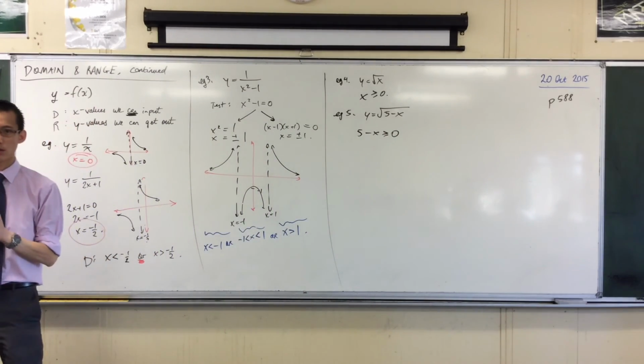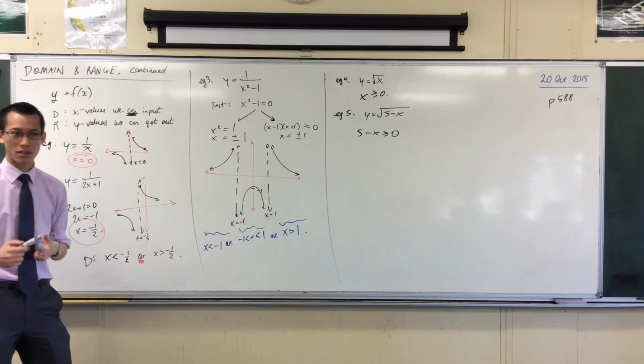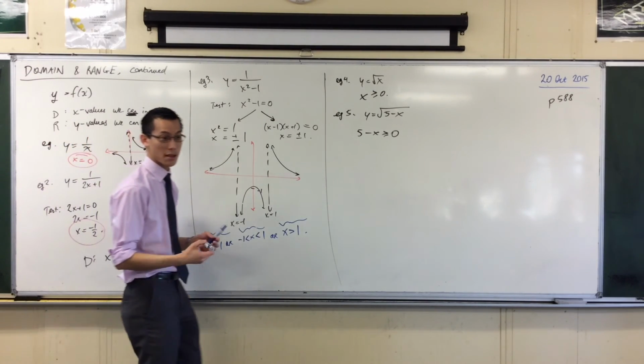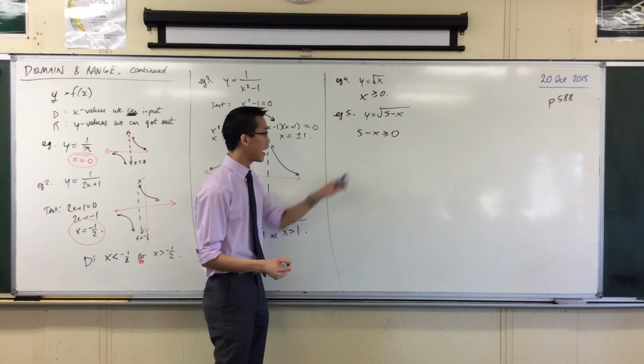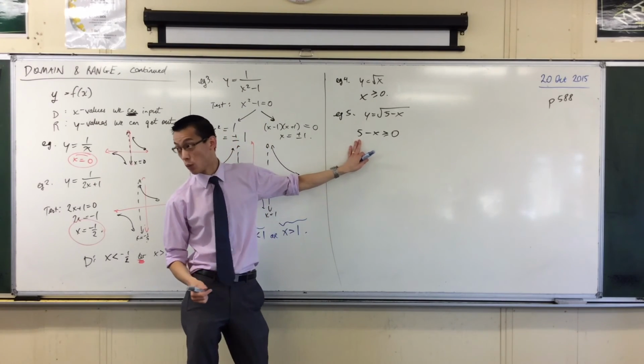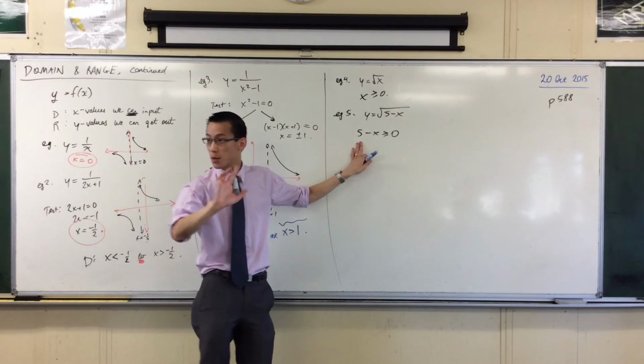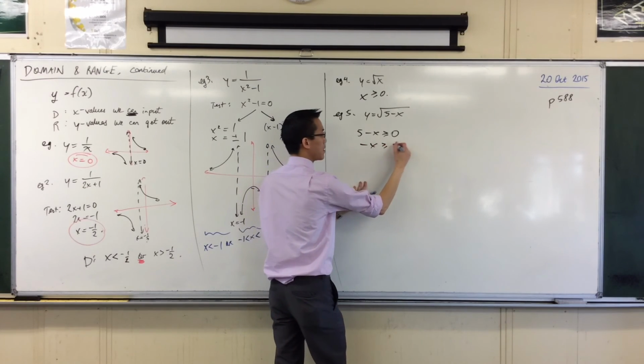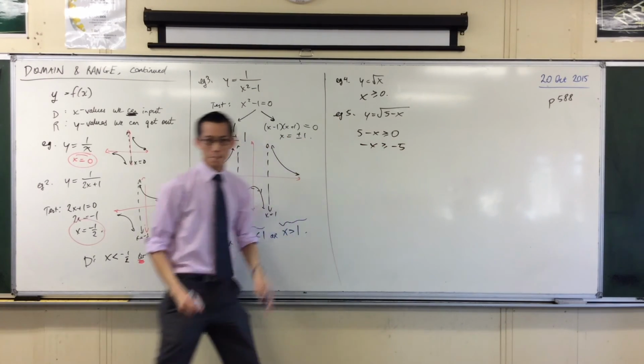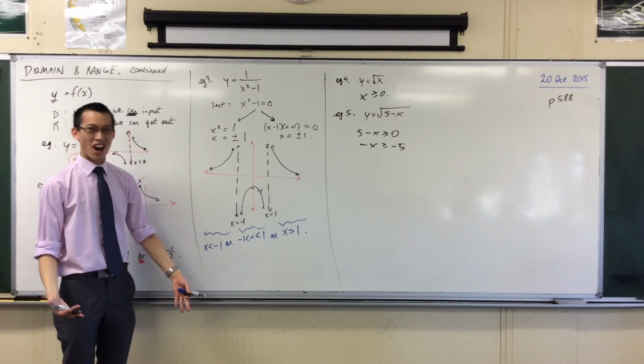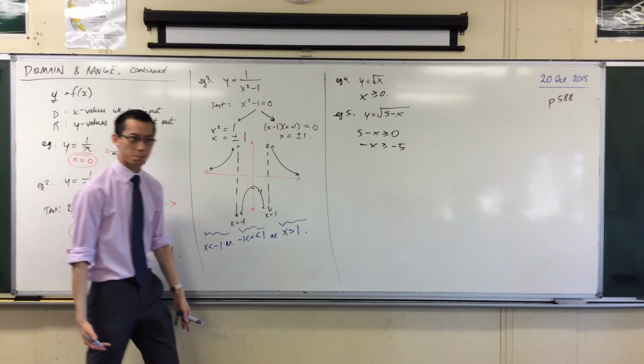How do I solve inequalities? They're a bit sneakier than equations. Someone want to give me a suggestion for what my first step might be? Okay, yeah, I've got a positive 5 here. Don't really want it there, so I'll subtract 5 from both sides. That leaves me with this. I've got a negative x there. I don't really want negative x, so what do?